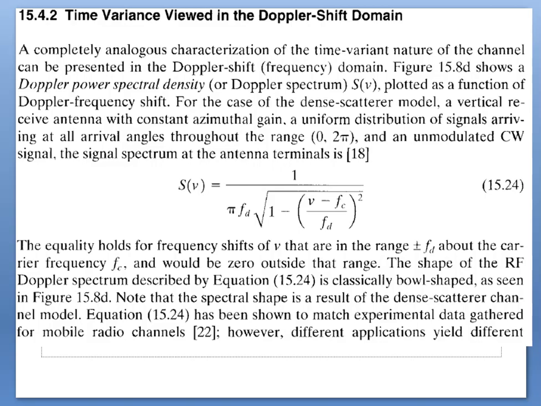The relationship between T0 and Fd is approximately T0 equal to 9 by 16 pi Fd. The popular rule of thumb is to define T0 as the geometric mean of the equations, so T0 is equal to the square root of 9 by 16 pi Fd squared, that is equal to 0.423 by Fd.